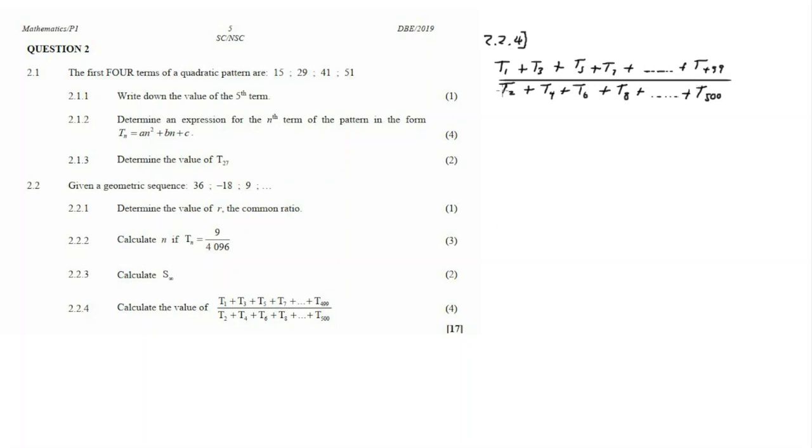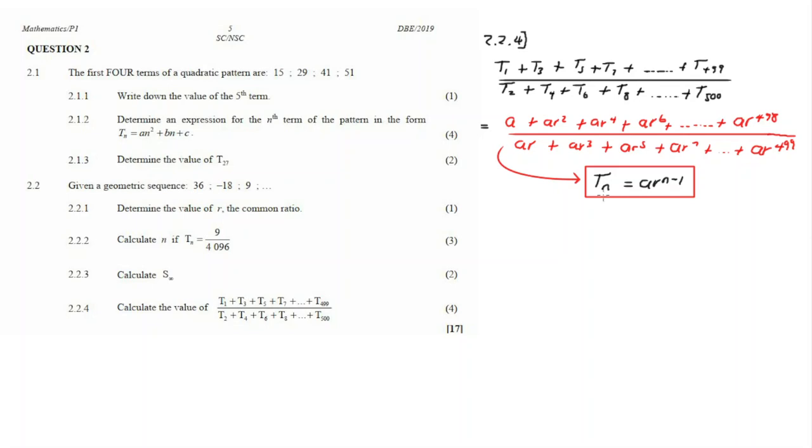We can express these terms in terms of the formula of a geometric sequence: Tn equals a r raised to the exponent n minus 1. So T1 expressed in terms of a and r is a, and then for T3, where there's n, I put 3, and 3 minus 1 is 2. And then for T5, n is 5, and 5 minus 1 is 4, and then T7, and so on and so on, right?